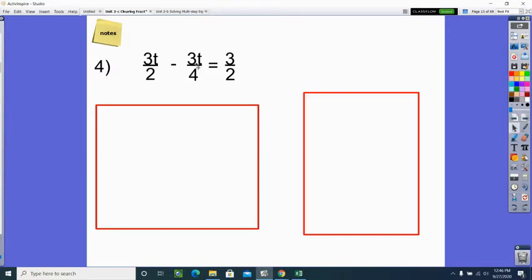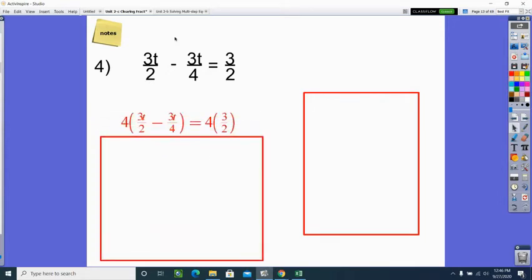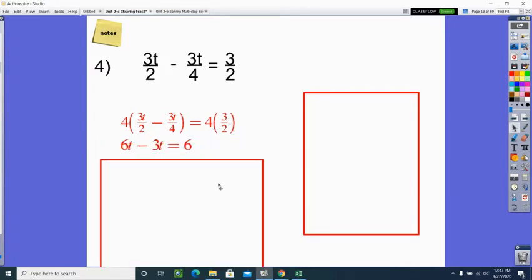Okay, again, you need to use the least common denominator, which in this case is 4. I'm going to multiply everybody by 4. This guy by 4, this guy by 4, and that guy by 4. Now, if we don't cross-cancel, you get 12 divided by 2, which is 6t. 4 times 3, you get negative 12 divided by 4, which is going to give you a negative 3t. And then multiply this by 4, you get 12 divided by 2, which is 6.